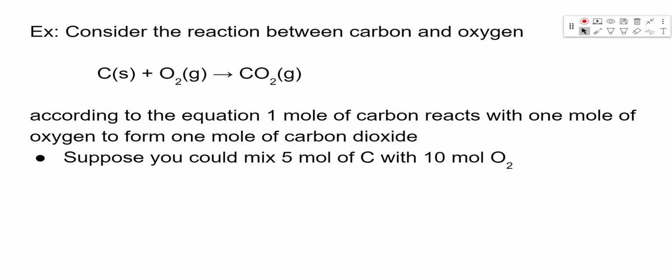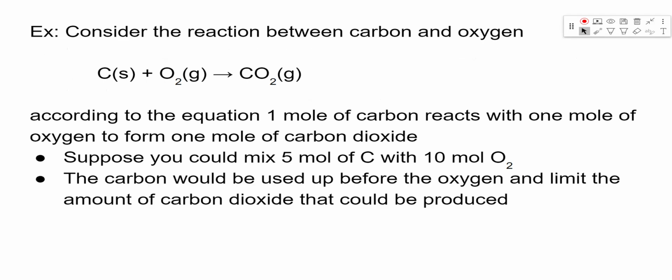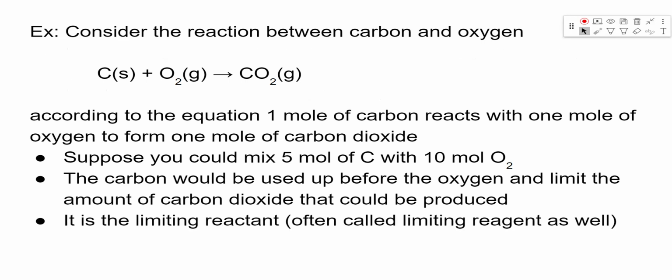Well, in this case, it's very easy to tell because this is a very simple equation, and I've given you the number in moles. So we can tell, obviously, that if it's 1-to-1, the carbon is going to get used up first, which means it is going to limit the amount of carbon dioxide that can be produced and is therefore the limiting reactant. Sometimes you'll hear people use the word limiting reagent. Same thing.